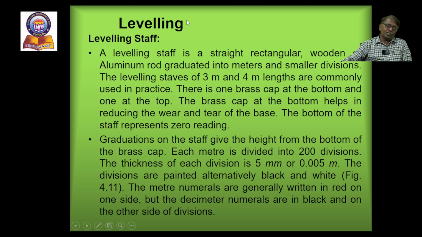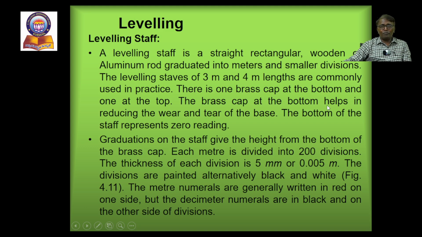Next, coming to the second instrument used in leveling, the leveling staff. A leveling staff is a straight rectangular wooden or aluminum rod graduated into meters and small divisions. Leveling staffs of 3 meters or 4 meters in length are commonly used in practice. There is one brass cap at the bottom and one at the top.